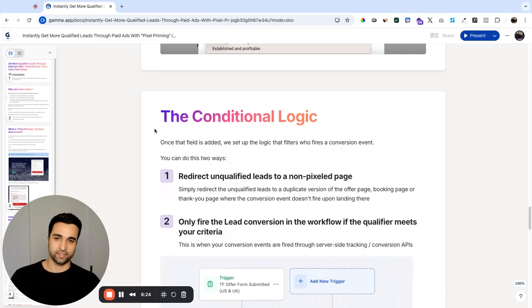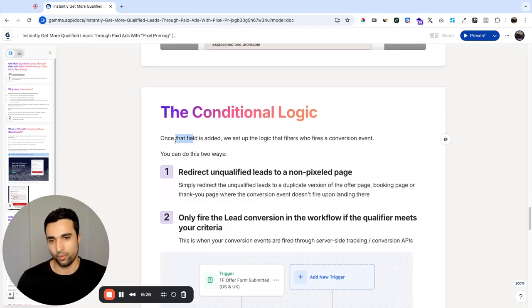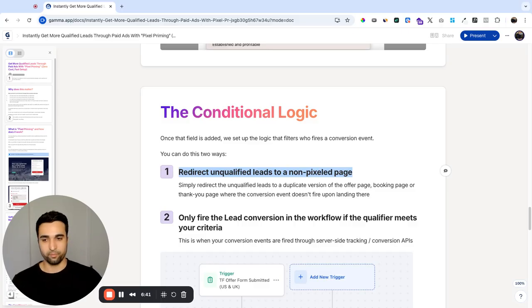Into conditional logic. So very simple, but once that field is added to the form, we want to set up logic that fires a conversion event and it filters when it fires, right? So we can do this in two ways. Either we redirect the unqualified leads to a non-pixel page, which means we're just redirecting them to basically a duplicate version of the offer page, the landing page. Could also be a booking page or a thank you page as well.